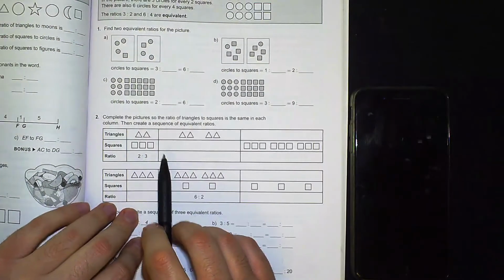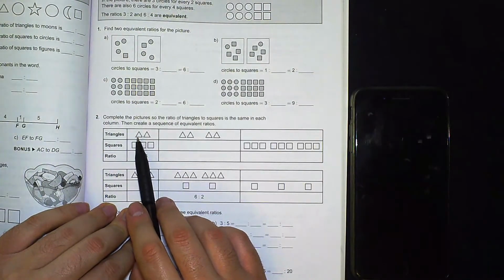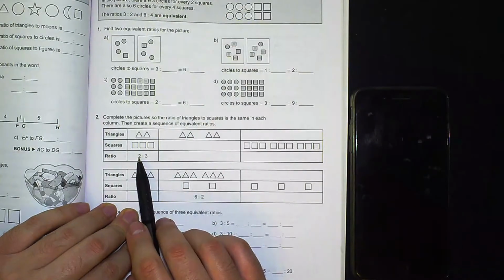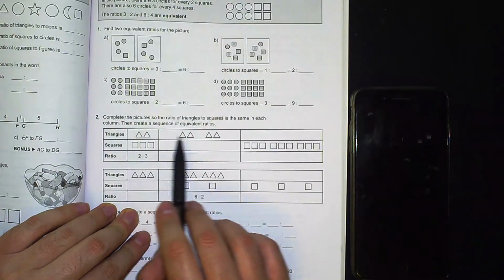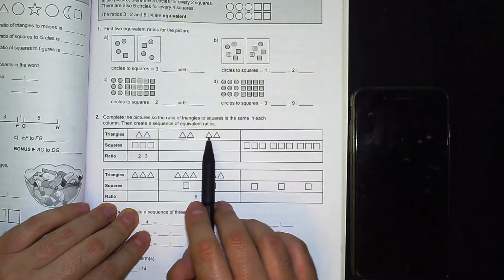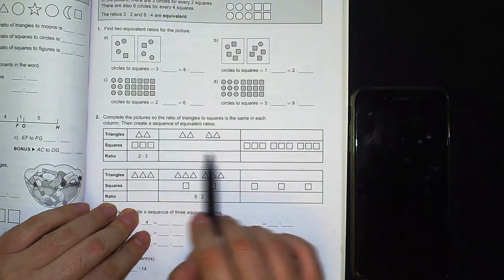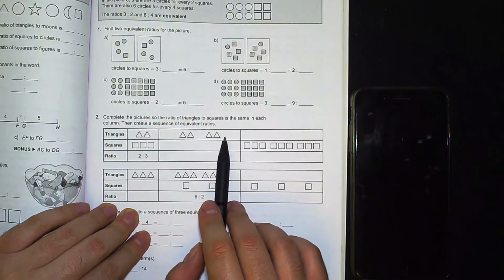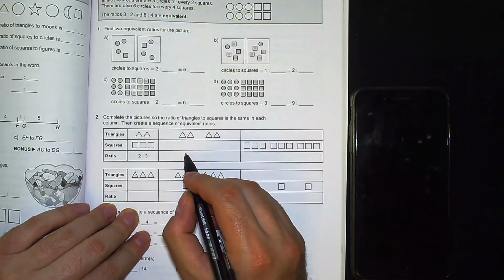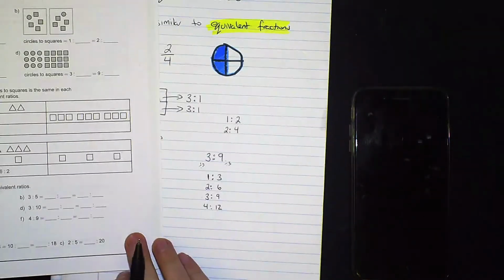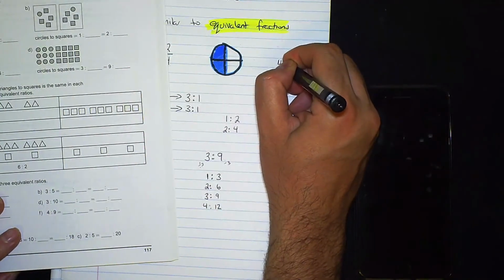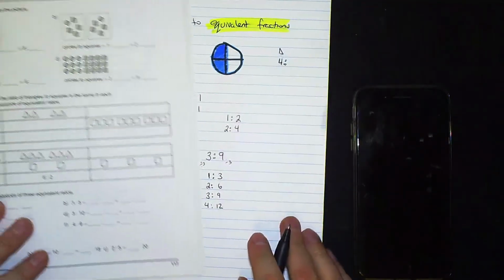So in this example here from the book, the first column has 2 triangles and it's comparing it to 3 squares. The ratio is 2 to 3. In this next column, it wants us to figure it out, but we know that 2 times 2 is 4. There are 4 triangles. So your ratio here, you would write a 4. I'm not going to write it in the book, but I'm going to write it over here, 4, and put triangle at the top here.